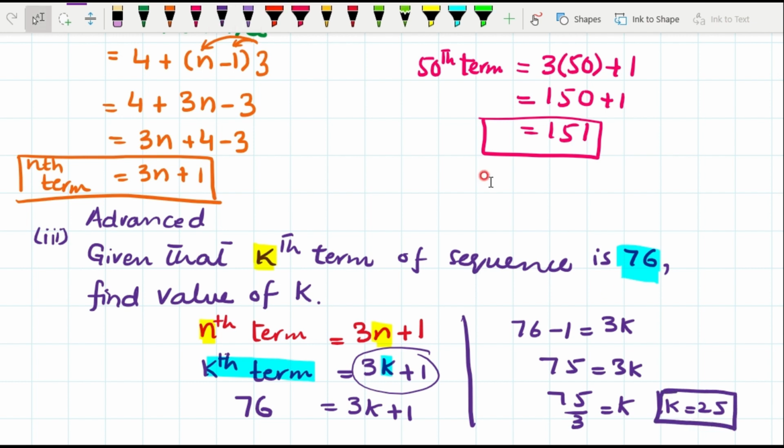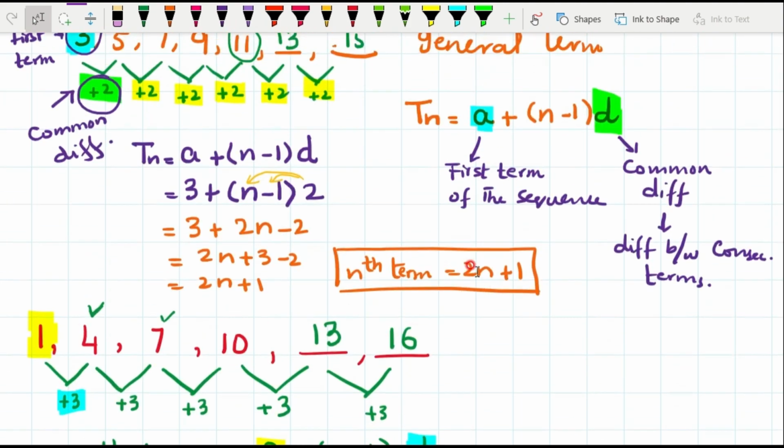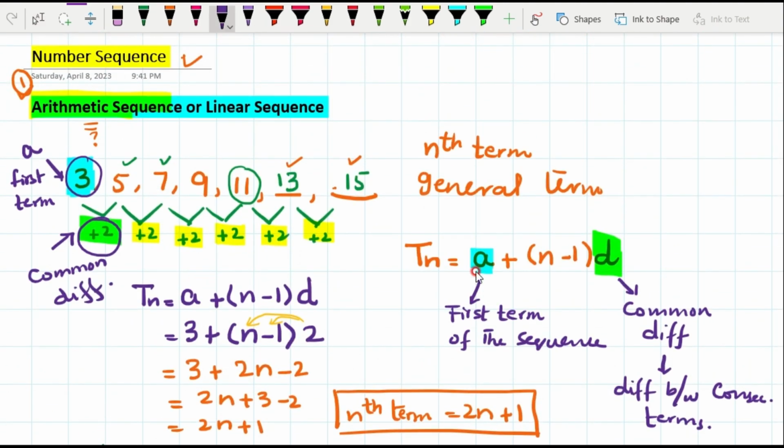Okay, let me close this topic. Let me revise that. First of all, whenever we have a sequence, we always need to identify the pattern. Is this sequence arithmetic? We can identify by having the same common difference. The common difference should be the same. And then we can apply the formula, Tn, the nth term, is equal to a plus (n minus 1) into d, where a is the first term and d is the common difference.